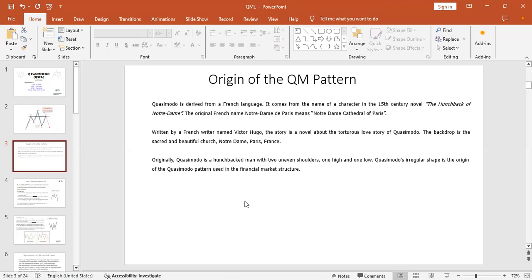Originally, Quasimodo is a hunchbacked man with two uneven shoulders, that means one high and one low. That's why I said the other time that it's different from the regular, famous head and shoulder pattern. Quasimodo's irregular shape is the origin of the Quasimodo pattern used in financial market structure.